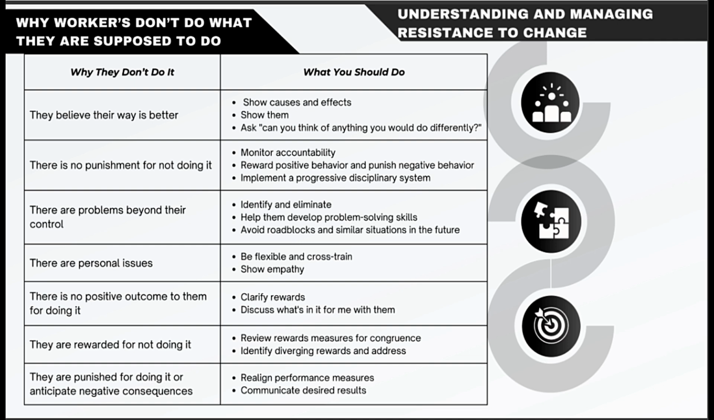Next is when workers are rewarded for not doing what they are supposed to do, which creates a perverse incentive that undermines organizational goals. To address this, reviewing reward measures for congruence ensures that rewards align with desired behaviors and outcomes. Identifying any rewards that inadvertently encourage noncompliance and addressing them helps realign incentives with organizational objectives.